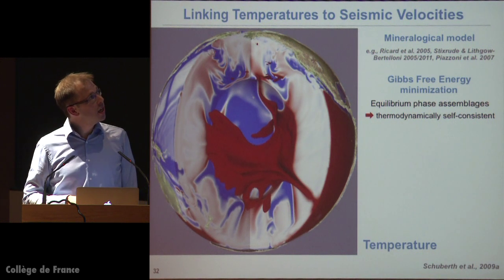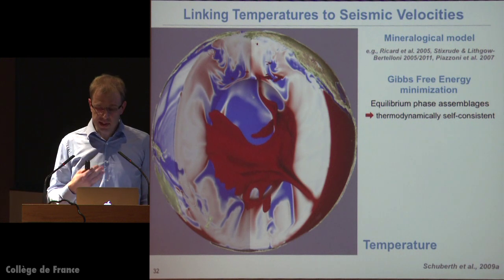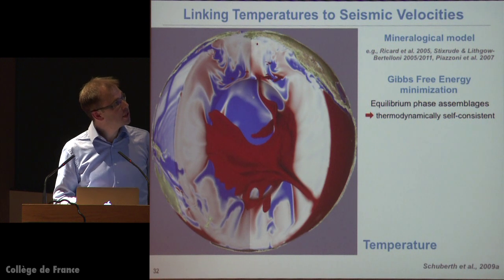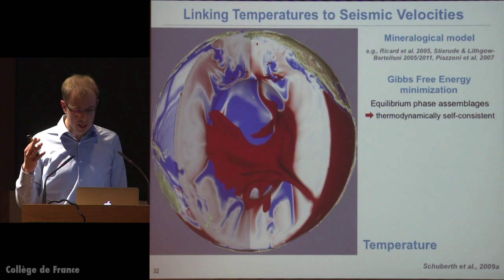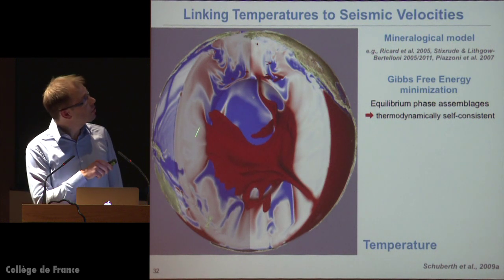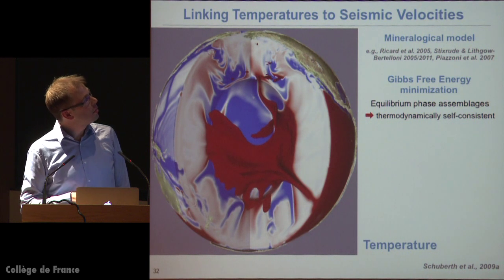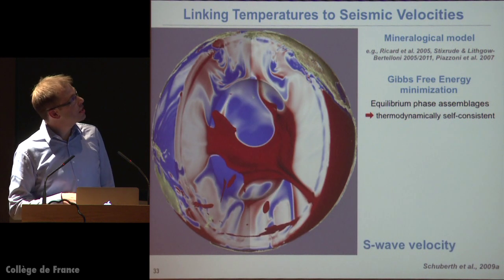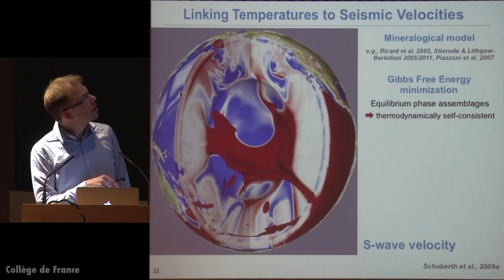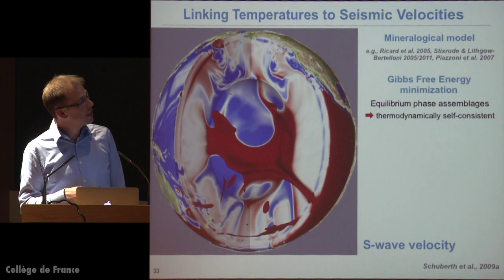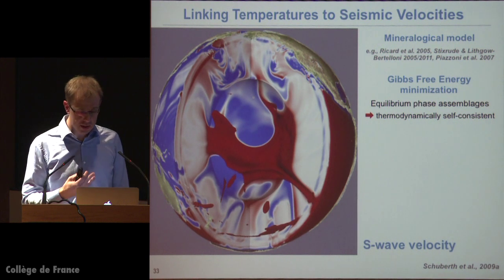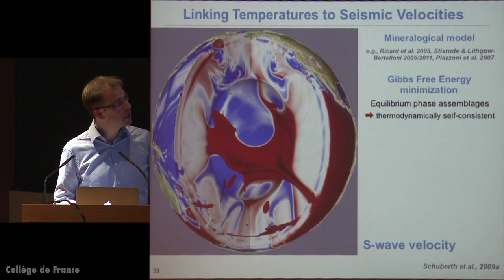We make use of recent thermodynamically self-consistent models of mantle mineralogy, which compute the equilibrium phase assemblages based on Gibbs free energy minimization, similar to the work that Paul also introduced earlier on. So we can go from a temperature field shown here to, in this case, shear velocity variations. And you see here that we have a strong effect, especially in the upper mantle, and to some extent the structures change a little bit with depth due to the change of sensitivity of seismic wave speeds to temperature with depth.